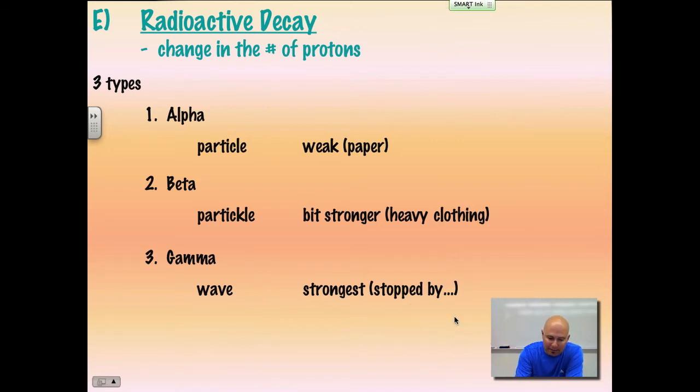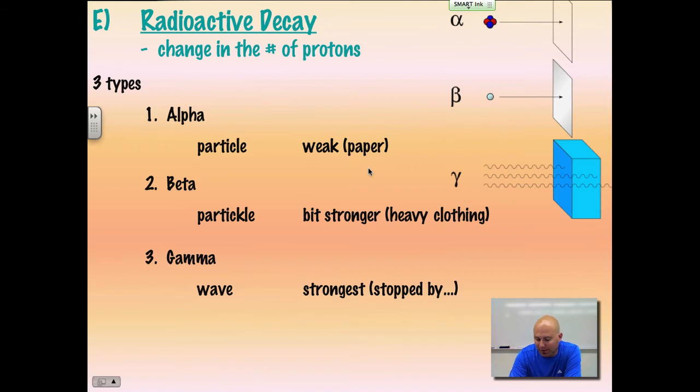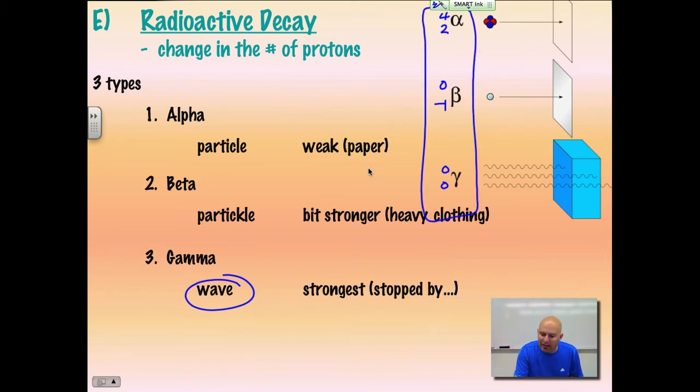Now, again, here's what they look like and their strengths. Notice I've got my alpha particle, which would have a 4 and 2, beta 0 and -1, and because gamma is a wave, it has no mass and no number of protons. It'd be 0 and 0, okay? These are the 3 things you really need to be aware of when you go through radioactive decay. So, alpha particle, 4 and 2 on the left, beta, 0 and -1, gamma, 0, 0.